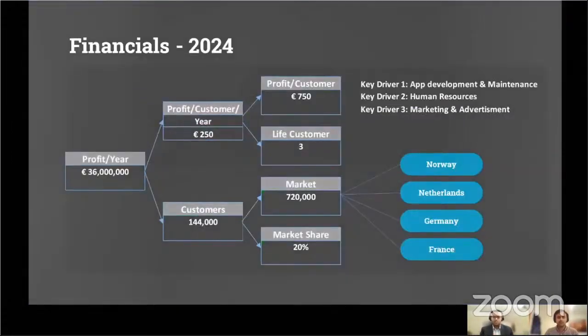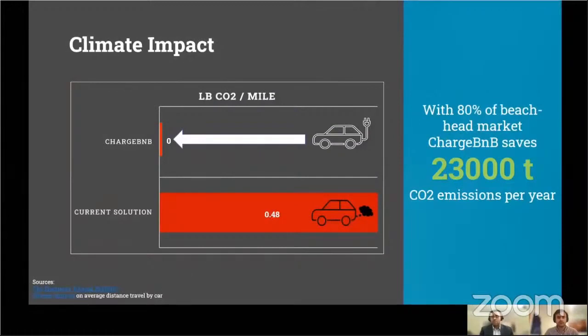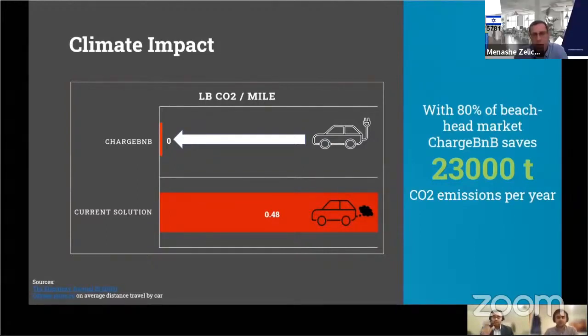The financials of ChargeBnB have been calculated by looking at the three key main drivers and also by looking at the plan of expanding to different European countries. ChargeBnB is estimating around 36 million euros of profit by 2024. We are not stopping here. We are aiming to make a significant climate impact of saving 23,000 tons of CO2 emissions per year by just reaching our 80% of beachhead market within Norway.